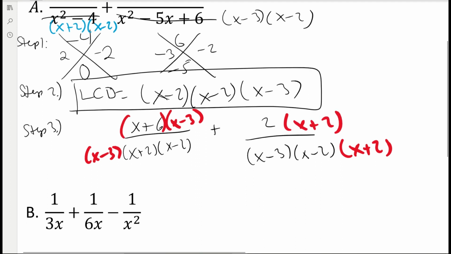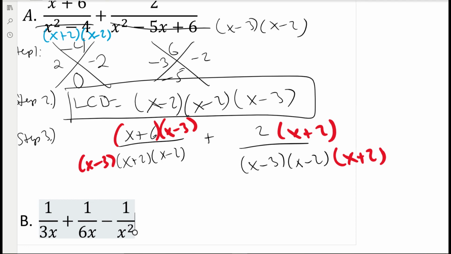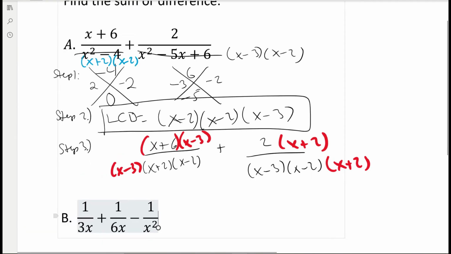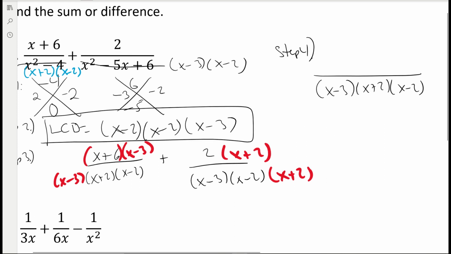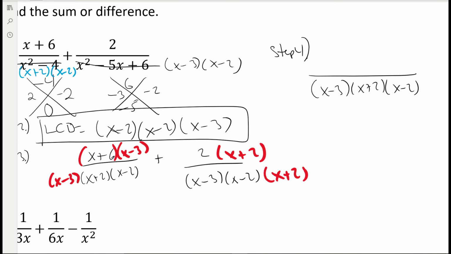Alright, so now they have the same denominator. We can combine them under one denominator, and we're going to do that on the right side here. So we got one common denominator, x minus 3, x plus 2, x minus 2. Again, it doesn't matter the order in which you write the factors, the parentheses will still be the same.